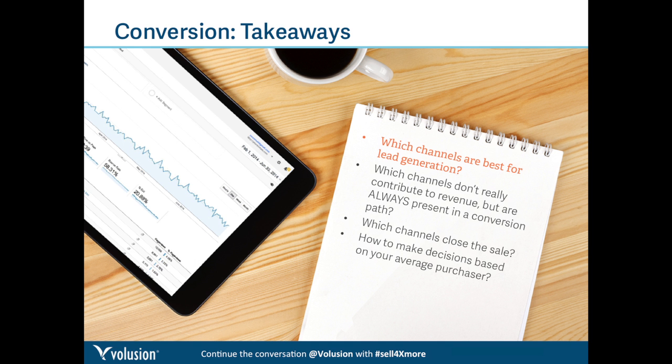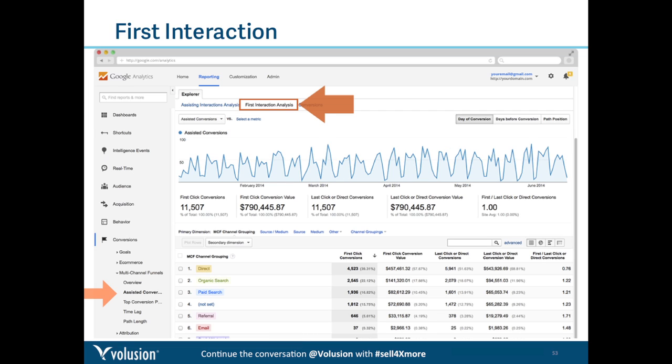So let's go over a few takeaways from the Conversion tab. First, which channels are best for lead generation? A great way to discover your lead generation is by going to the Assisted Conversion section and clicking over to the First Interaction Analysis. This view will show you the number of first-click conversions broken out by your marketing channels.